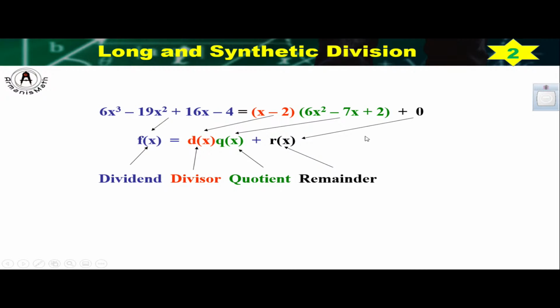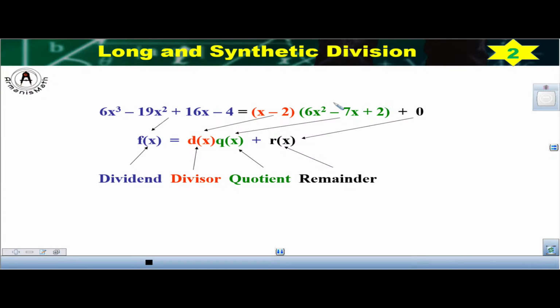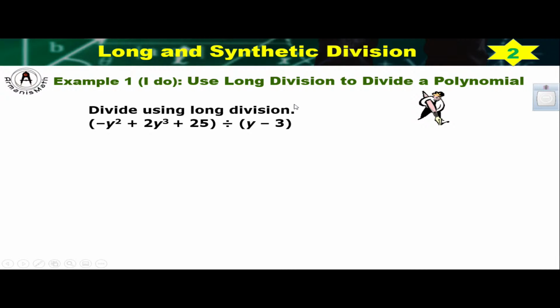That's the desire, because if I end up with a 0 as the remainder, that means these two guys are actually factors. This is a factor, and this is also a factor. And that's the desire, but we don't end up with 0 all the time. So if you end up with 0, consider it as a blessing, which means these two, whatever the divisor and the quotient, if you multiply them together, they will give you the original function to divide this polynomial.